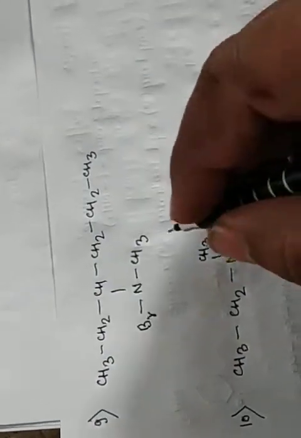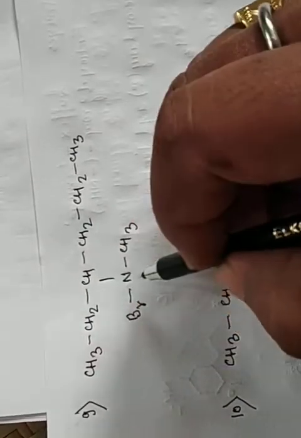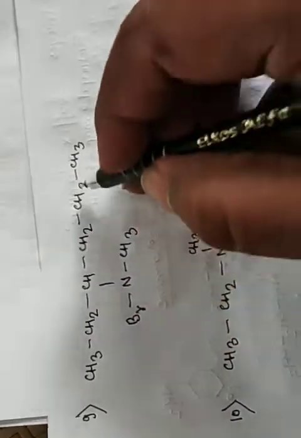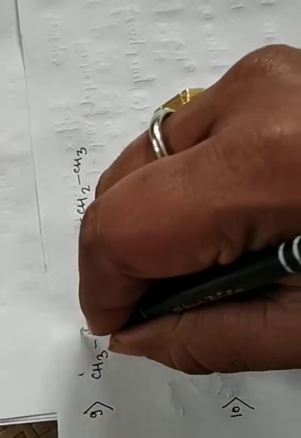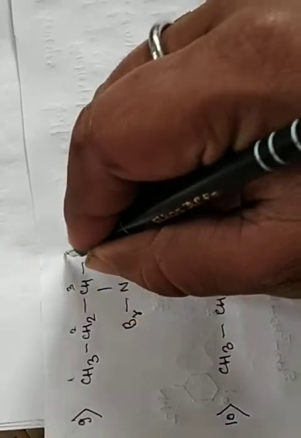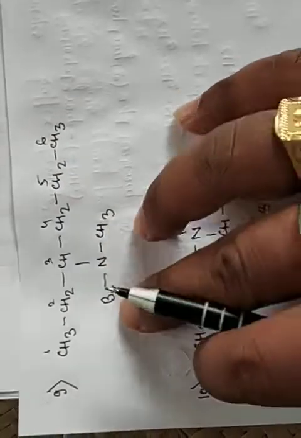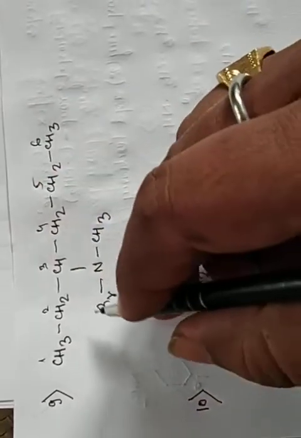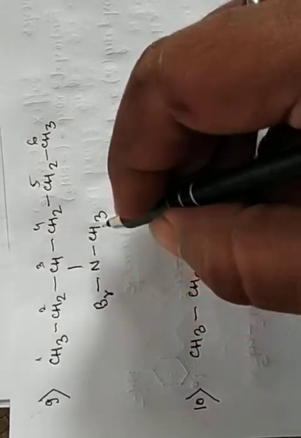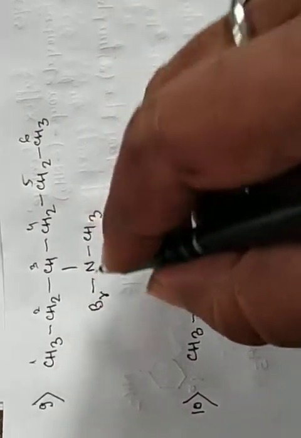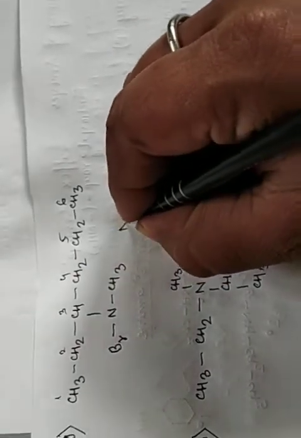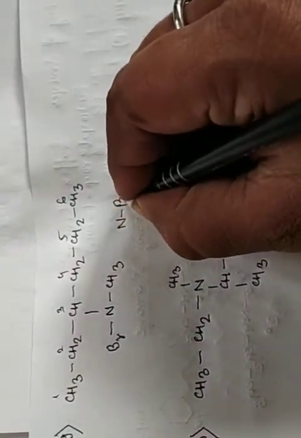Now the next, the 9th example. Now in this case there's a longest chain. On this side nitrogen is near, 1, 2, 3, 4, 5, 6. So 1, 2, 3, 4, 5 and 6. Now on this side N contains 2 substituents. The N bromo will be first and methyl is the last. So N bromo, okay, N bromo.